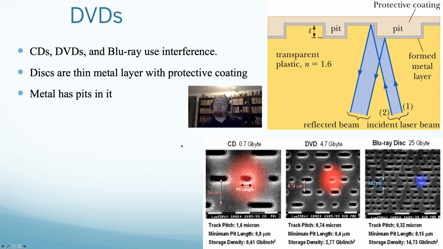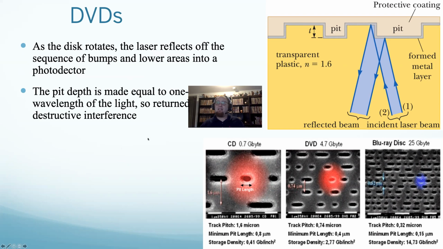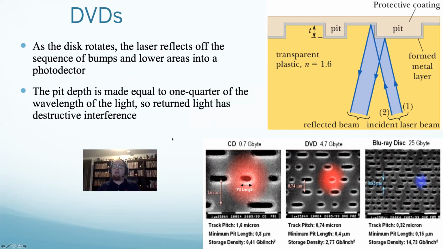What happens is as the disc spins, the laser reflects off the sequence of bumps and lower areas and just looks at the light that bounces. And the pit depth is 1/4 of the wavelength of the light. If it's 1/4 of the wavelength, when it comes back, going in and out, it's traveled half the wavelength of the light. And so every time the light hits a pit, it gets destructive interference. You don't see any light come back.